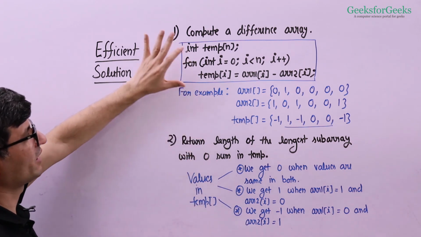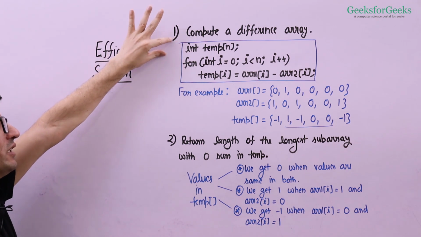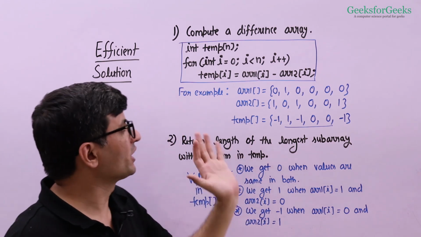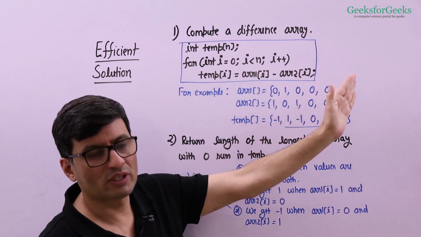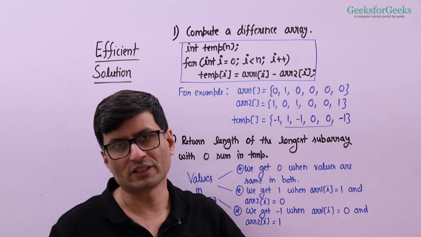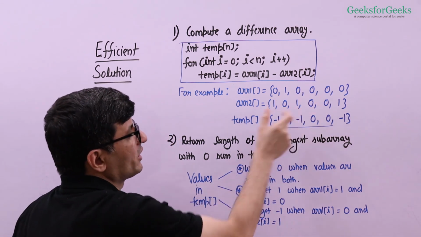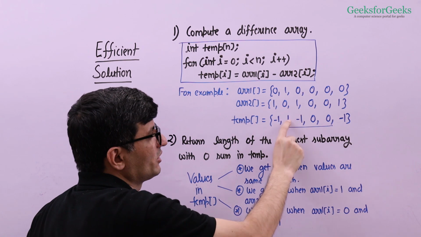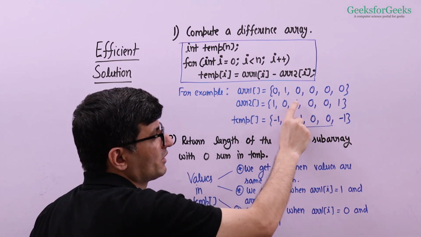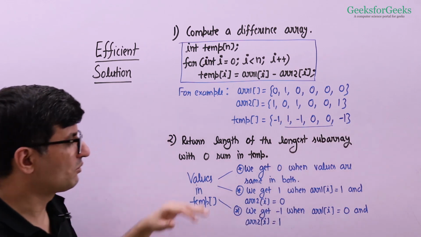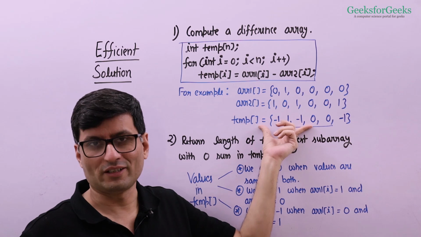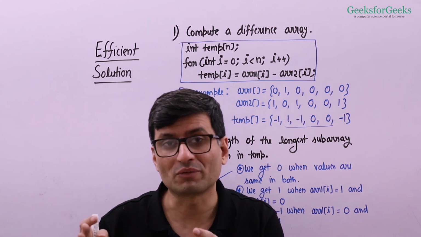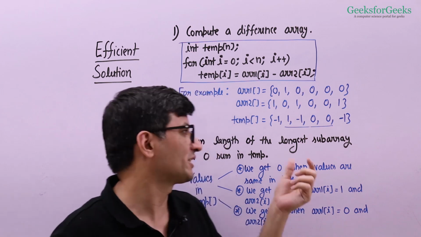What we do as a first step, we create an auxiliary array and we store the difference of the two arrays in this auxiliary array. We can either store array 1[i] minus array 2[i], or we can store array 2[i] minus array 1[i]. For example, if you are given these two arrays, the difference array is going to be 0 minus 1 is -1, 1 minus 0 is 1, 0, 1 minus 0 is 1, 0 minus 1 is -1, and so on. Once you build this temporary array, your problem reduces to finding the length of the longest subarray with 0 sum in this array.